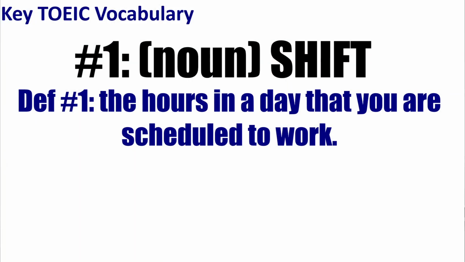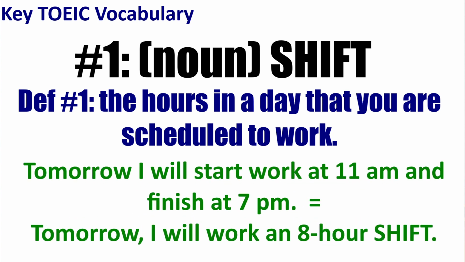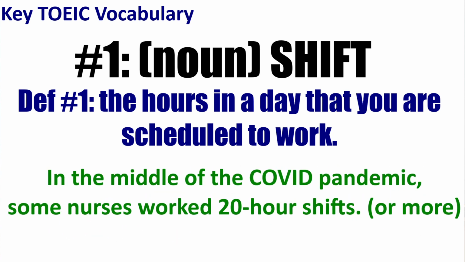Here is the first. The first one is shift. Now, today we will look at 2 meanings of shift. The first is the hours someone is scheduled to work in one day. For example, tomorrow I start work at 11 a.m. and I finish at 7 p.m. So I have an 8-hour shift at the restaurant.